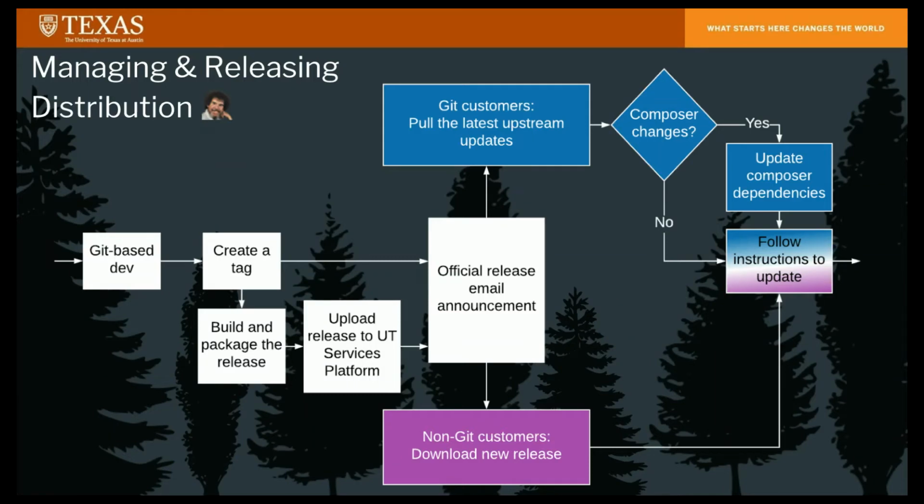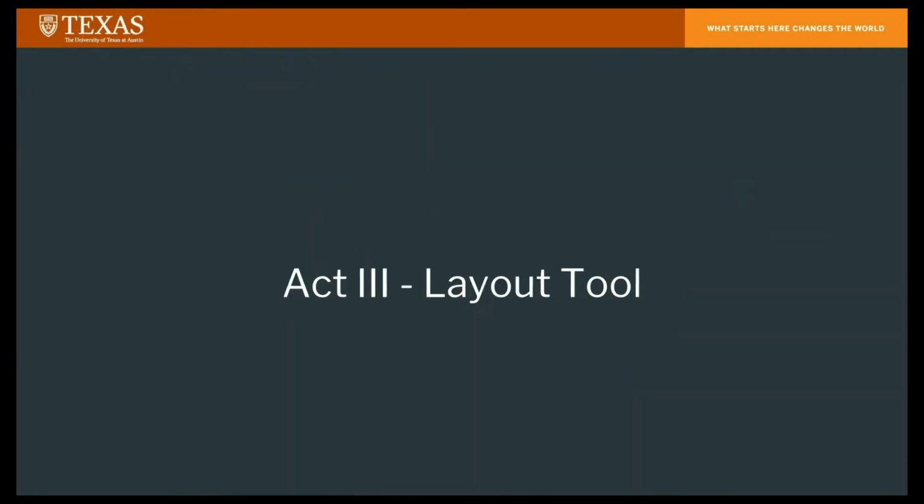On the other side, when the official release happens, the Git customers are going to be able to just pull the latest upstream updates. And if there are composer changes, they want to make sure that they update their composer dependencies. Again, we're going to be providing a script for people to use, so they don't have to struggle with it if they don't know how to deal with composer. And if there are no composer changes, they just have to follow the instructions that we provide in the release notes, so people know how to apply their updates if there are any database updates or anything in particular that they need to be accounting for. And I'll pass it back to Tyler.